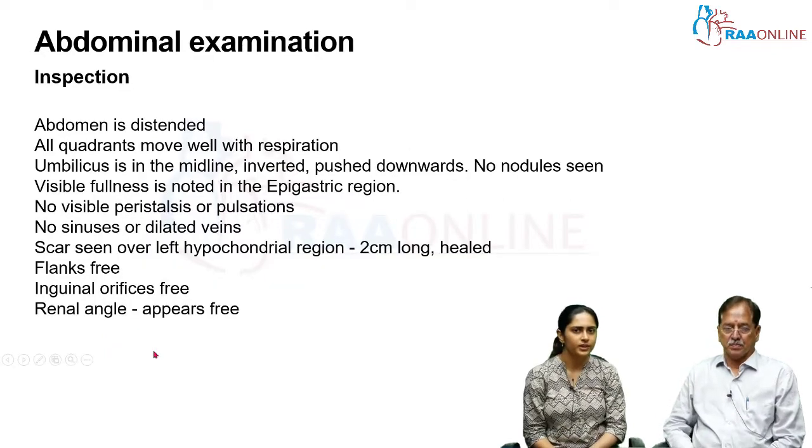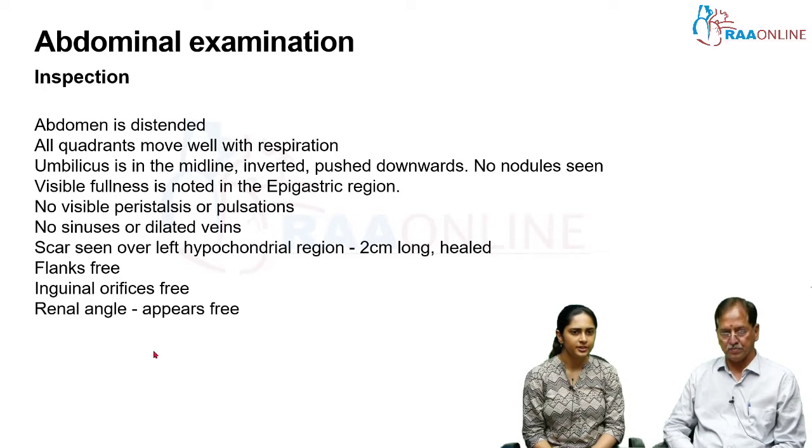Inspection of the abdomen. The abdomen is distended with all quadrants moving well with respiration. The umbilicus is in the midline, inverted and pushed downwards. No nodules are seen. A visible fullness is noted in the epigastric region. There is no visible peristalsis or pulsations. There are no sinuses or dilated veins. A scar is seen over the left hypochondrial region, 2 centimeters long, and it's healed. The flanks are free. Inguinal orifices are free. Renal angle appears free.